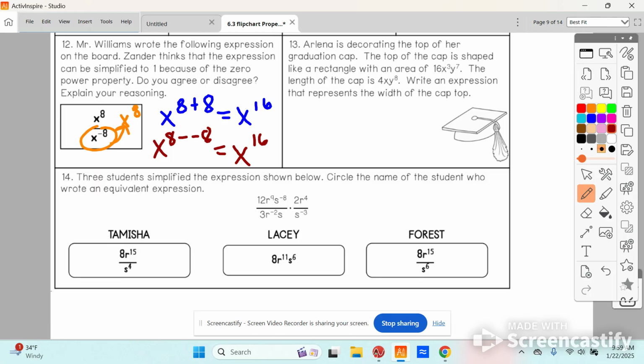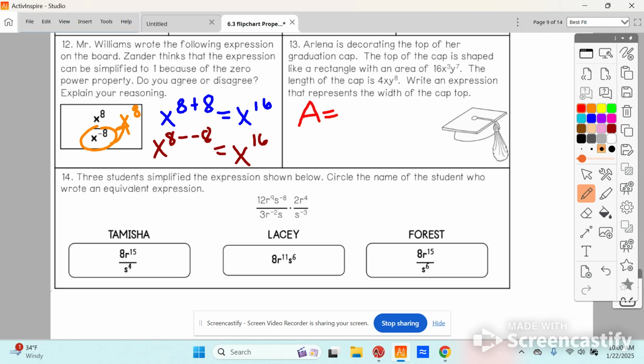Arlena is decorating the top of her graduation cap. The top of the cap is shaped like a rectangle with an area of 16x cubed y to the 7th. The length of the cap is 4x y to the 8th. Write an expression that represents the width of the cap top. So we're writing an expression to represent the width.